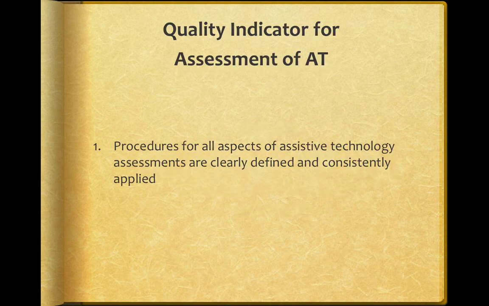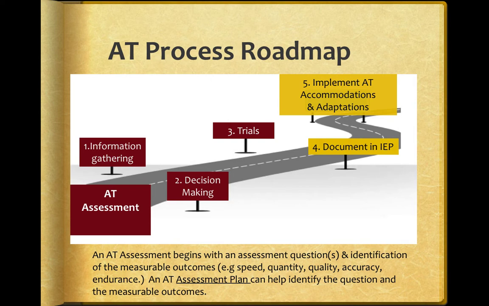Let's start with Quality Indicator 1 for assessment of AT. Procedures of all aspects of assistive technology assessment are clearly defined and consistently applied. Here's a roadmap to the assessment process and how that flows to the implementation. So we have information gathering, decision making, conducting trials, and then moving on to documentation and implementation. Documentation in the IEP and implementation of AT will be discussed in other chapters. Today we're focused on this AT process. So an AT assessment begins with an assessment question and identification of the measurable outcome.